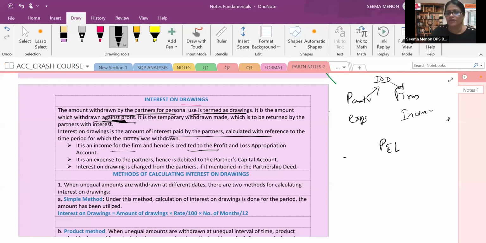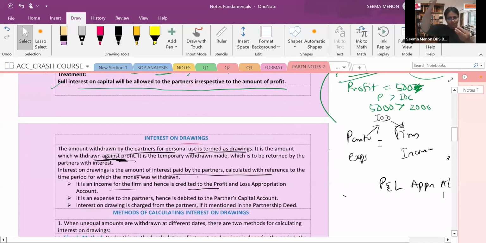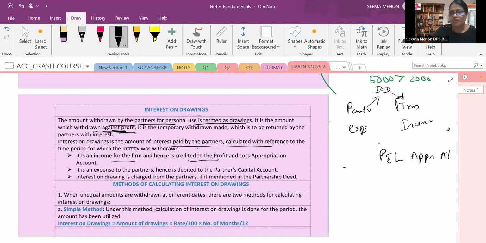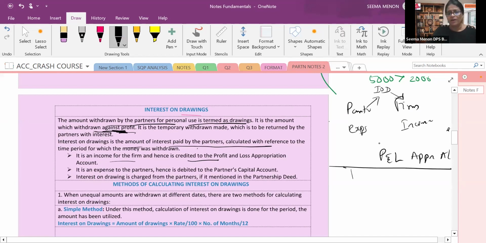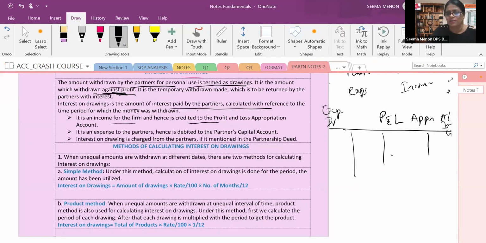So, you know P&L appropriation is also a nominal account. It is an extension of profit and loss account. What do you mean by extension of profit and loss account? After preparing profit and loss account, you will be preparing P&L appropriation account, right? So it is a nominal account. In a nominal account, all the expenses are debited and all the incomes are credited, right? So interest on drawing will be credited in the P&L appropriation. P&L appropriation means profit and loss appropriation account, right? It is an expense to the partner. Hence, it is debited. It's a second effect.